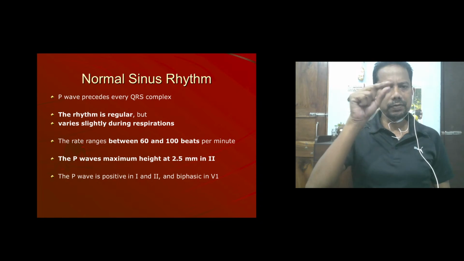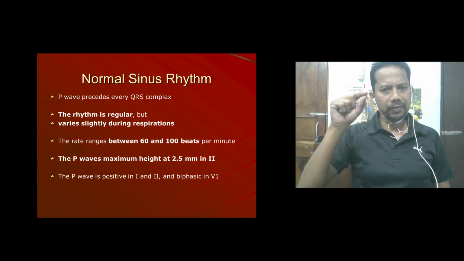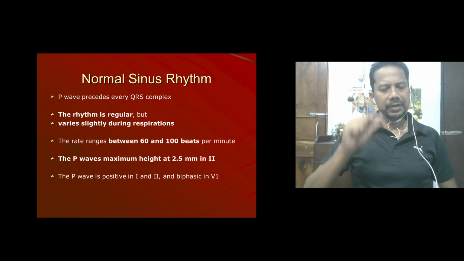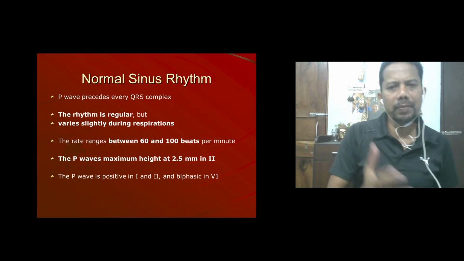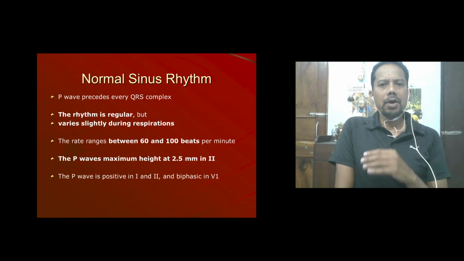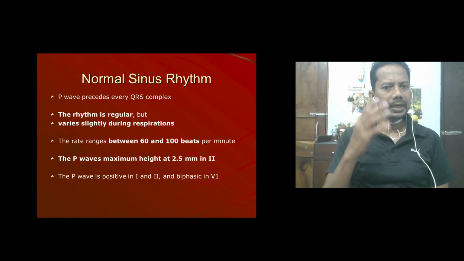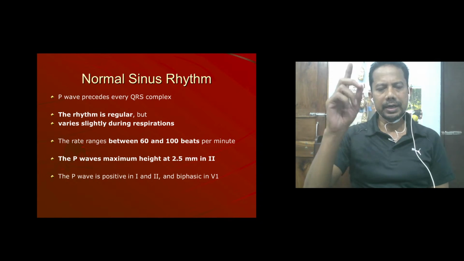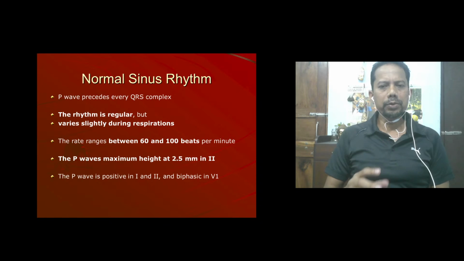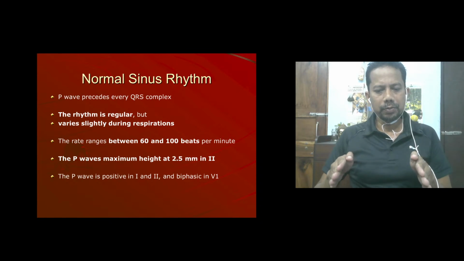The positive component of the P wave in V1 is the right atrium, and the negative component is the left atrium. So if you want to comment on left atrial enlargement, right atrial enlargement, or biatrial enlargement, like in dilated cardiomyopathy, you look in lead 2 and lead V1. In lead 2 the P wave is a symmetrical, normal P wave.